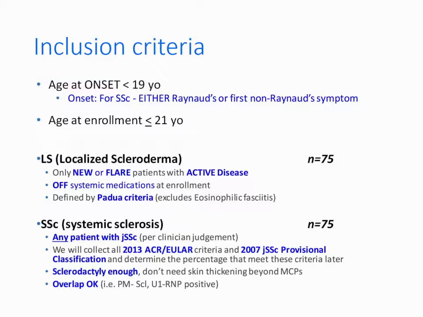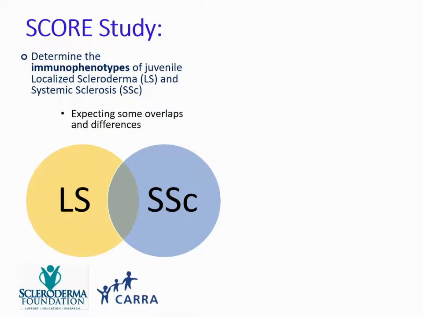And then the systemic scleroderma patients, they're basically all comers because this is more rare in pediatrics, so we're happy to enroll anyone with systemic sclerosis in the registry.